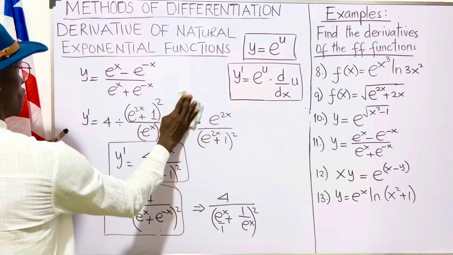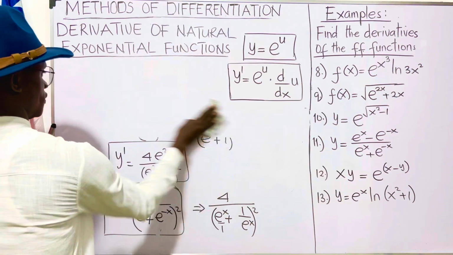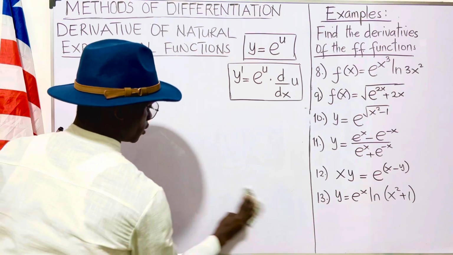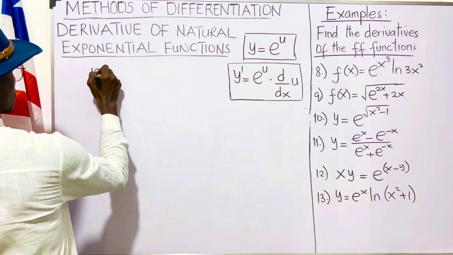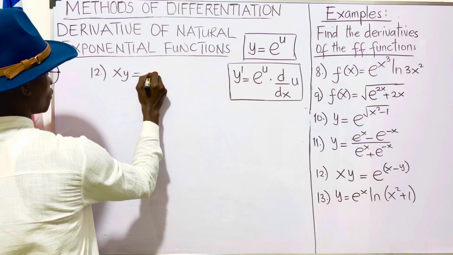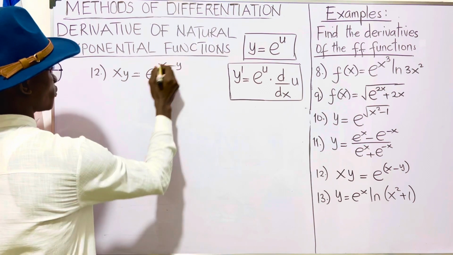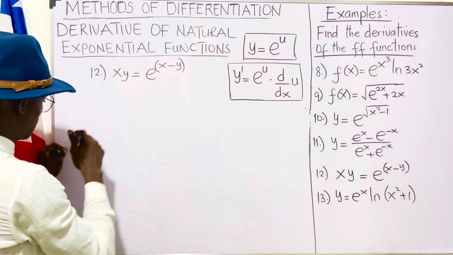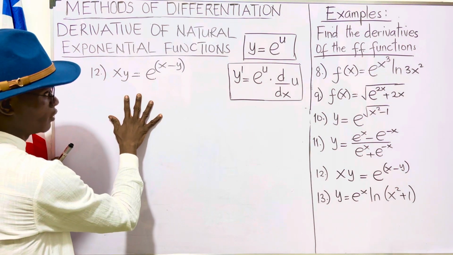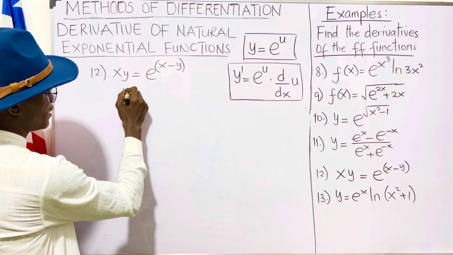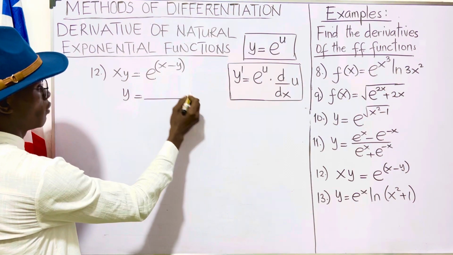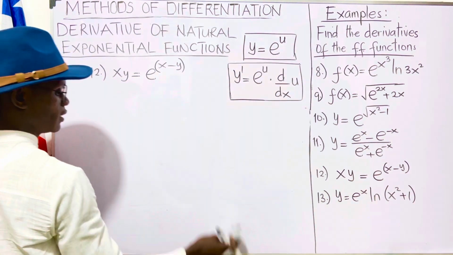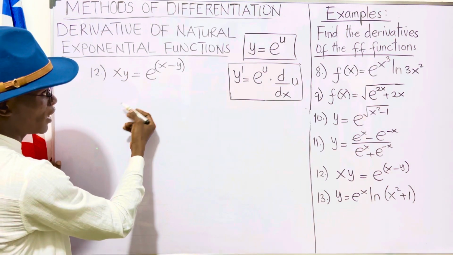Now let's move to question number 12. Question 12 says xy is equal to e raised to the power x minus y. Now we carefully look at this problem. This is implicit differentiation because y is not the subject of the equation. y and x are mixed up in the equation. So this is an implicit differentiation. If y is the subject, it's explicit.